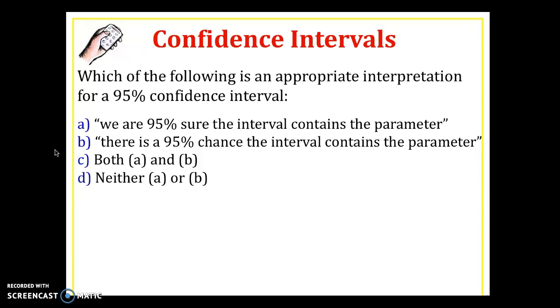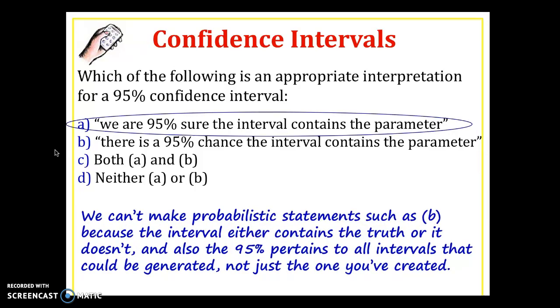All right, even though A and B look very similar, the answer is A. We can't make probabilistic statements such as B, there's a 95% chance, because the interval either contains the truth or it doesn't, and also that 95% pertains to all of the intervals, all of the samples, not just the one we created. So we can't talk about your one specific interval containing a parameter as a 95% chance. That's why we say we're 95% sure or confident.